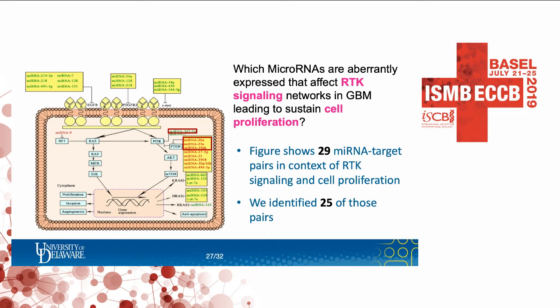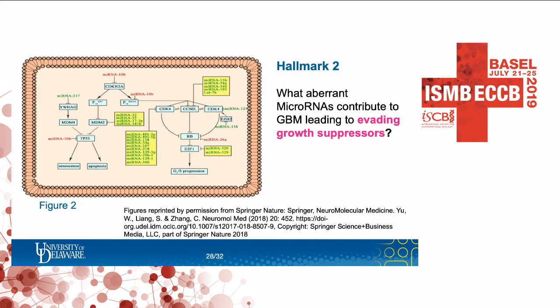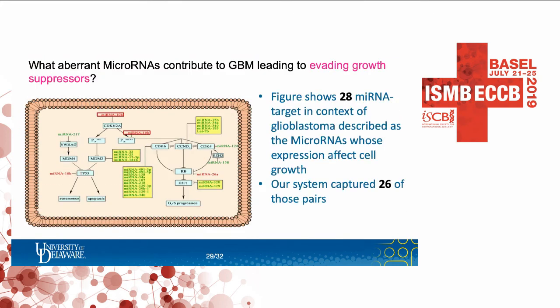We did a similar exercise for the second hallmark question, which was about which microRNAs contribute to GBM leading to evading growth suppressors. We went to the DOID page. We gave the different gene targets to see which are the microRNAs involved in it. And we were able to capture 26 of the 28 microRNA targets in the context of glioblastoma, where it was described as microRNAs whose expression affects cell growth.